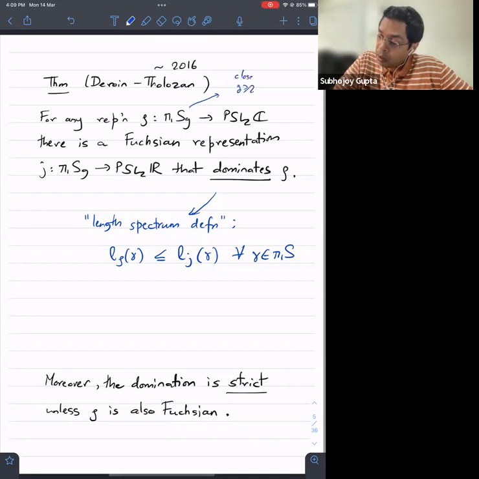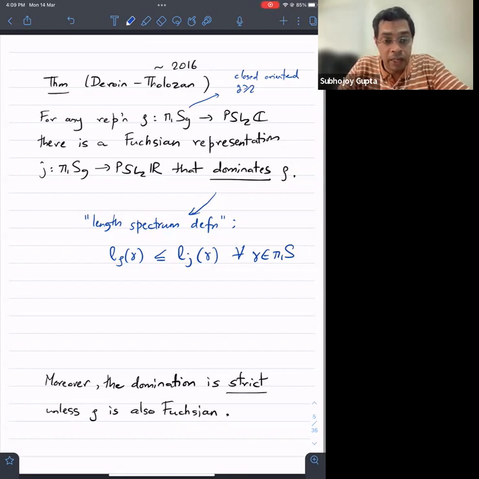So this is a closed and oriented surface of genus at least 2. Of any such representation, there is a Fuchsian representation that dominates rho. So, domination. I've given one of the many equivalent definitions here, which I'll use throughout the talk.